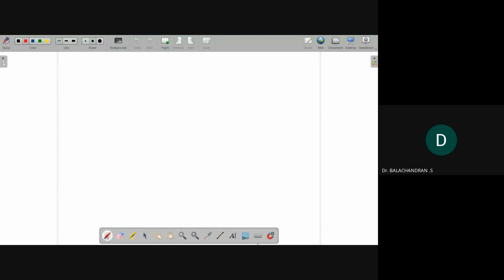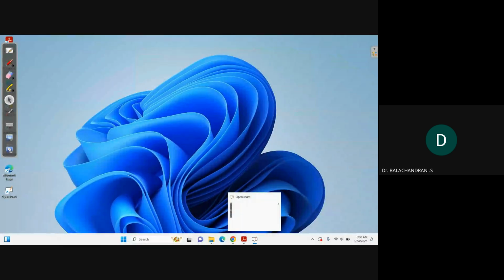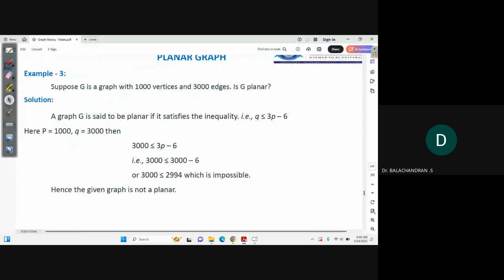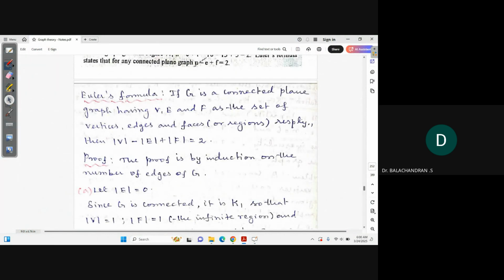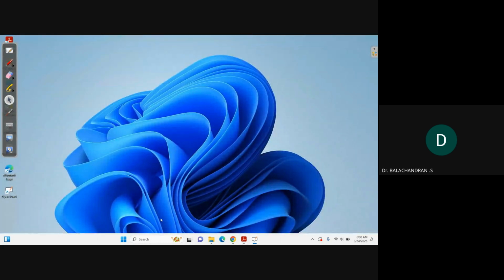So in this class, we will discuss some problems on planar graph. For this, we need two results. One is the Euler formula we need.